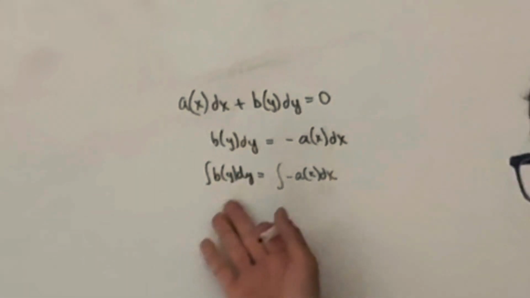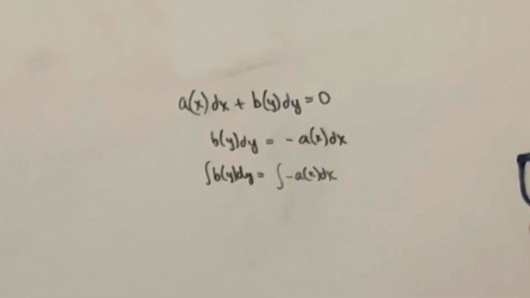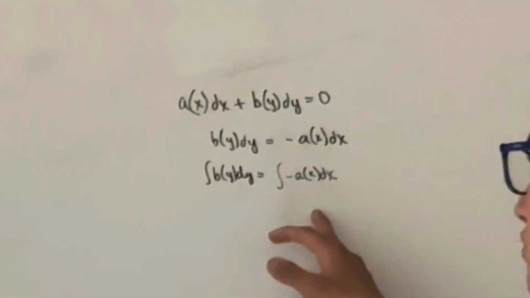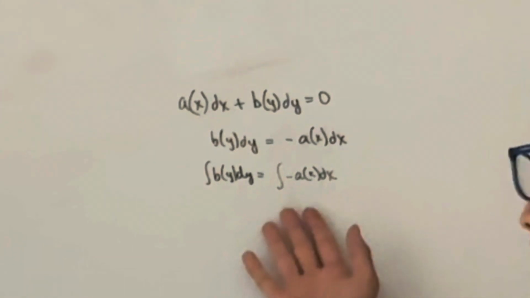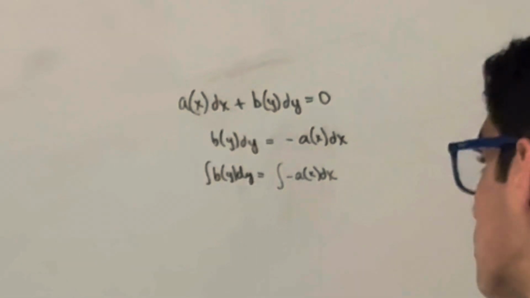Now, of course, if you're actually given a function b of y and a function a of x, you'll be able to integrate both sides and solve it. This is just a general way of doing it, so there's no answer that we're going to get over here, but that's how you approach it.